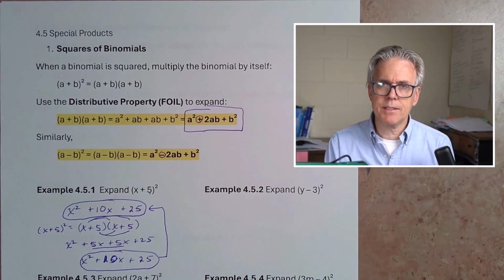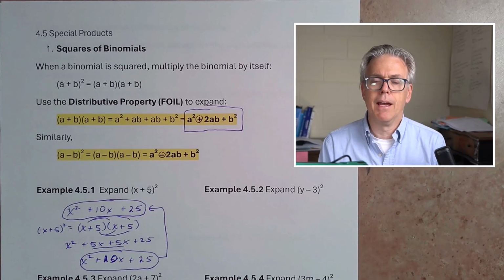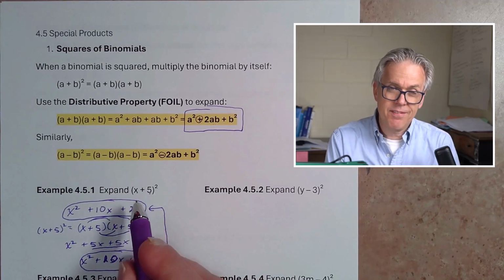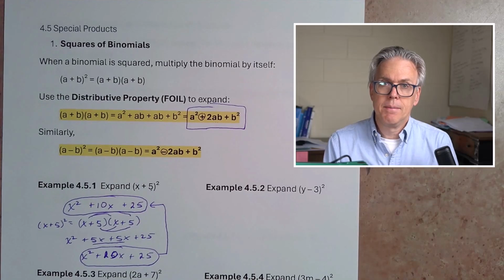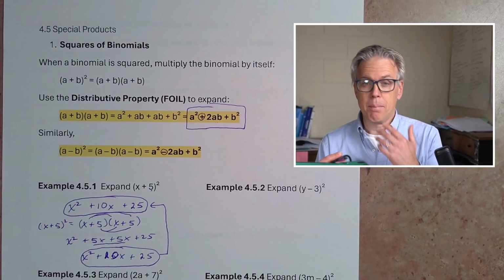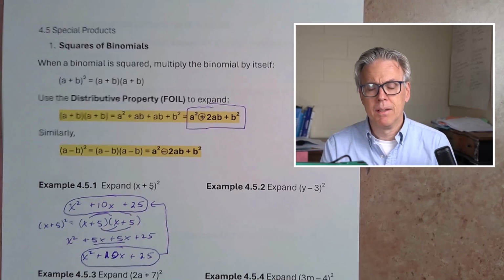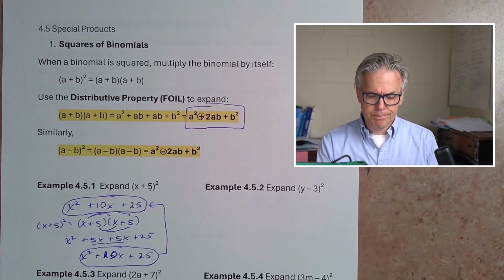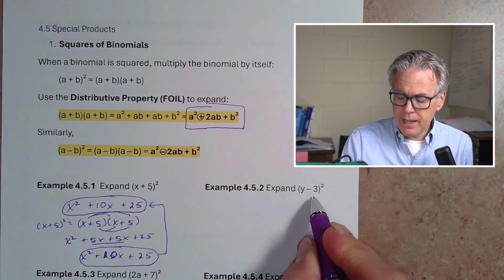This is a highly missed problem. It potentially is the most missed math problem ever, in general in algebra class. It's very tempting to say this is equal to x squared plus 25. Because recall when we looked at products, we could apply that exponent to both terms. We can't do that with binomial terms.